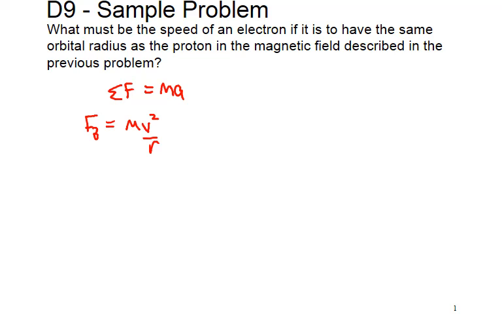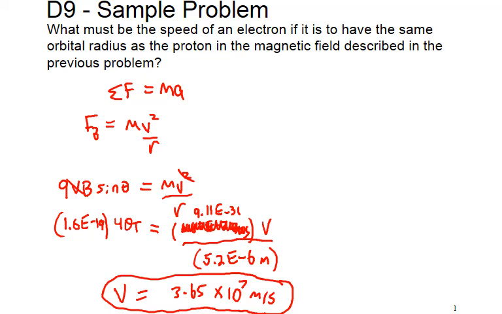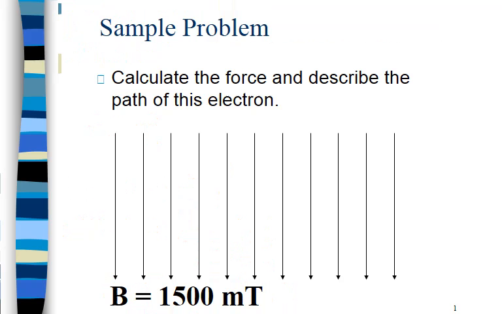All right, so the centripetal force again is FB. We know the strength of that. We know we have the field, we have the charge there, and therefore, we have the mass of it, which is much, much smaller. So this would have to be going very, very quick to be able to have the same radius, and it would need to be going 3.65 times 10 to the 7th meters per second to have the same radius.